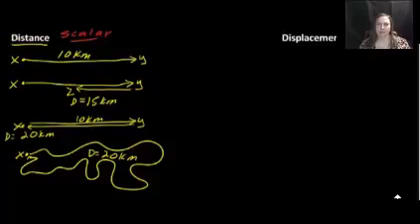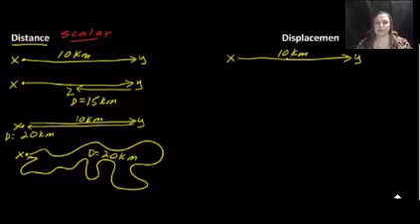Now let's take a look at displacement. And we'll use the same scenario each time. So in the first scenario, we started at our origin, which was point X, and we traveled all the way over to point Y. And that was a distance of 10 kilometers. But the displacement is not just 10 kilometers. The displacement, in this case, is 10 kilometers east.